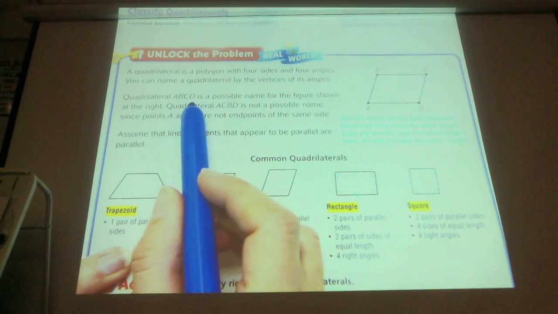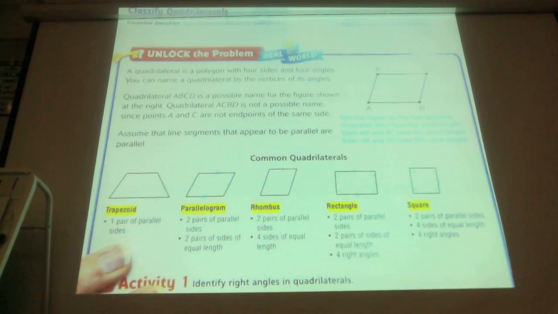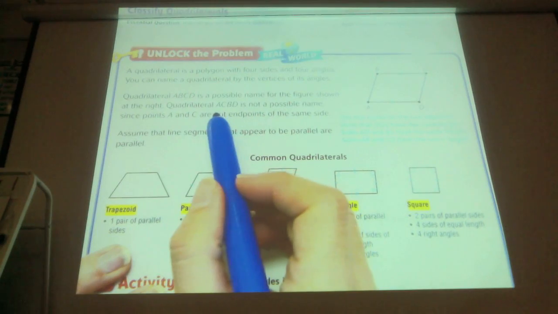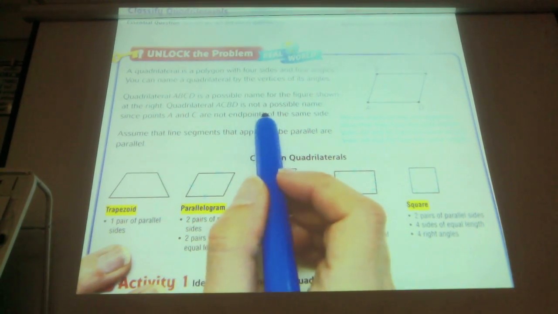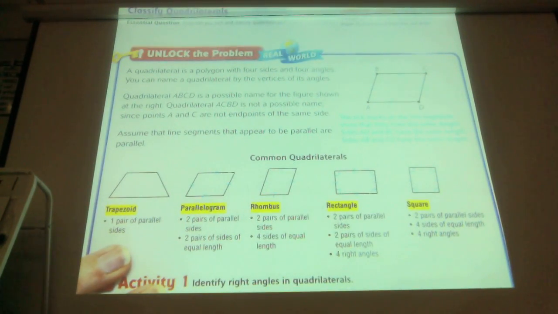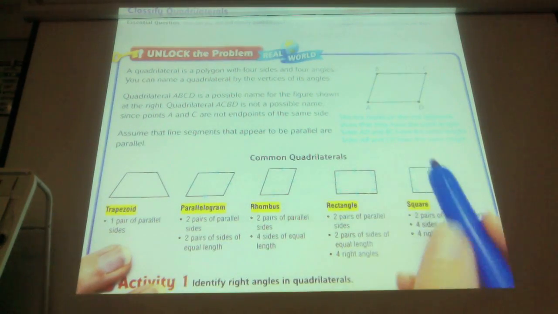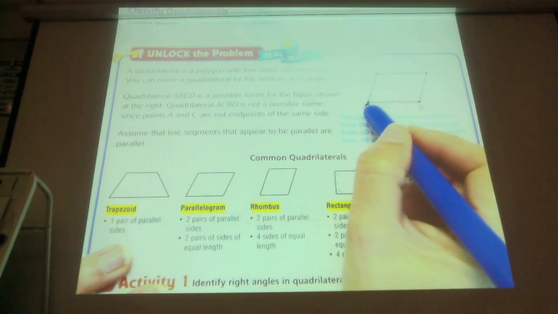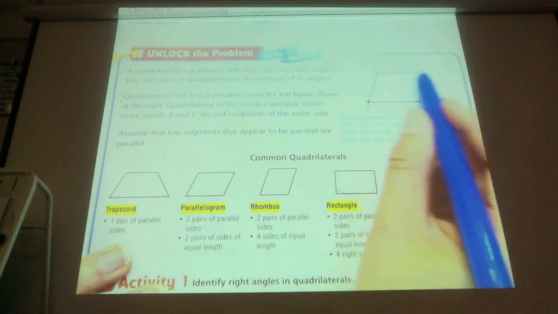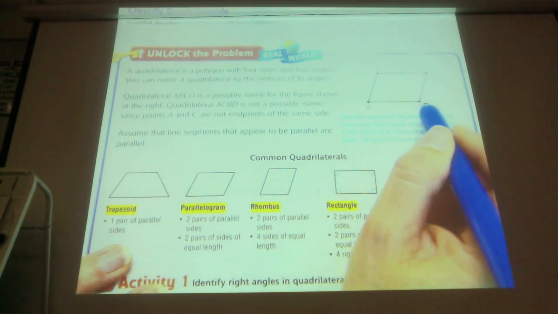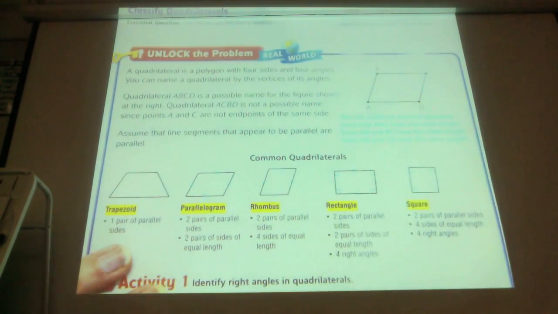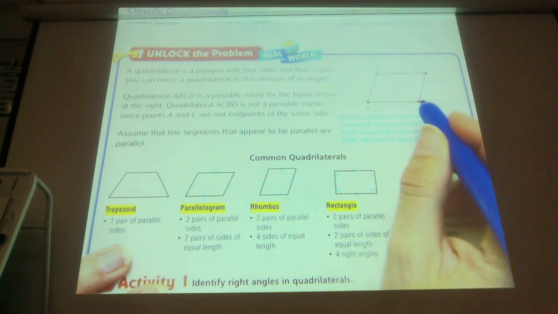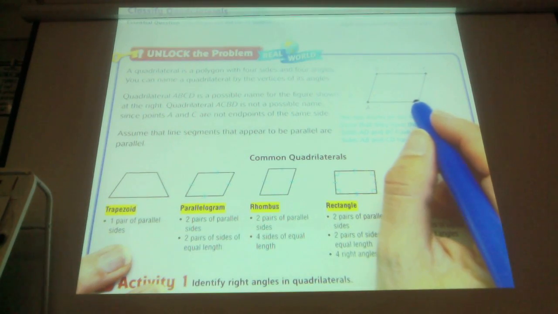Quadrilateral ABCD is a possible name for the figure shown at the right. Quadrilateral ACBD is not a possible name, since the points A and C are not endpoints of the same side. What that means is they have to go in the same order. So if you're starting with this point and you're going to B second, it has to continue around in order. So many of the things we've talked about, it doesn't matter the order, or it does matter. It does matter what order you do them in once you start.